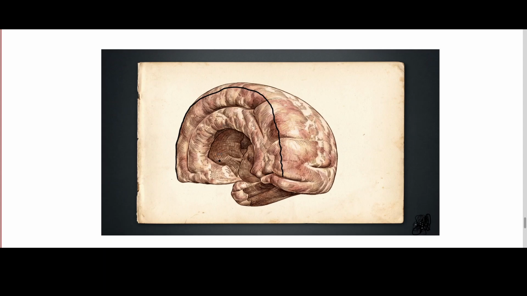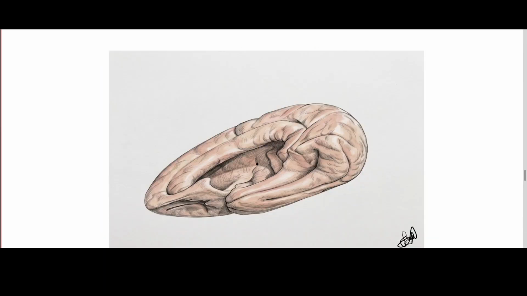Now, we also have the inferolateral border. Here we can see the inferolateral border. Now, in this view of the cerebrum, we can see the inferior surface of the cerebrum, and we can also see the medial surface. Now, this is the superomedial border.